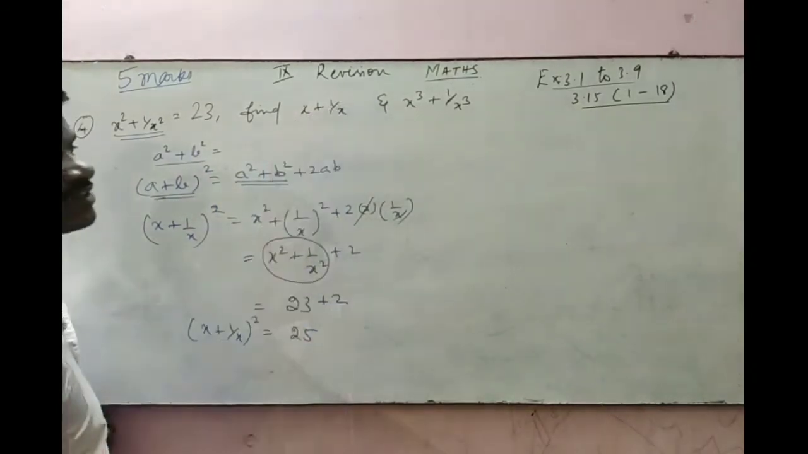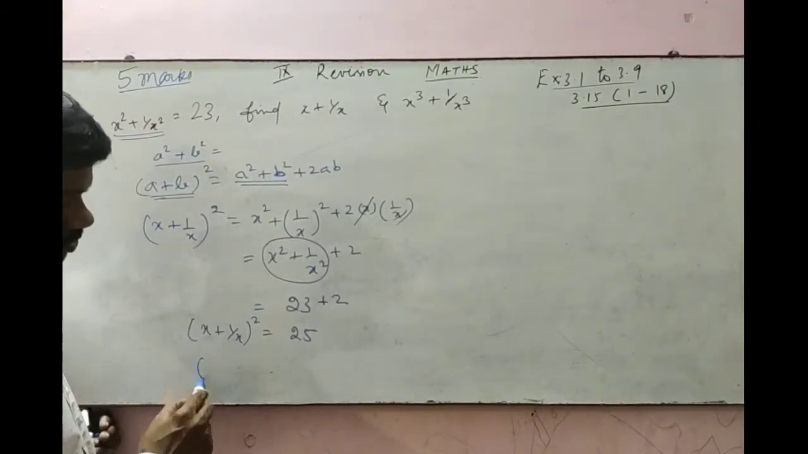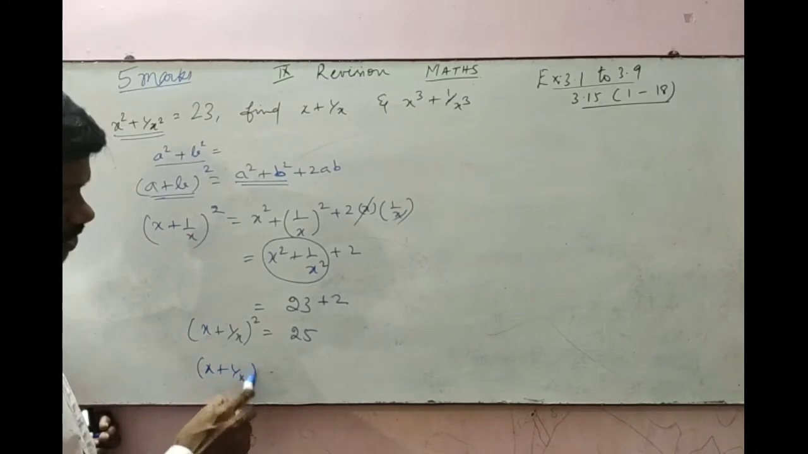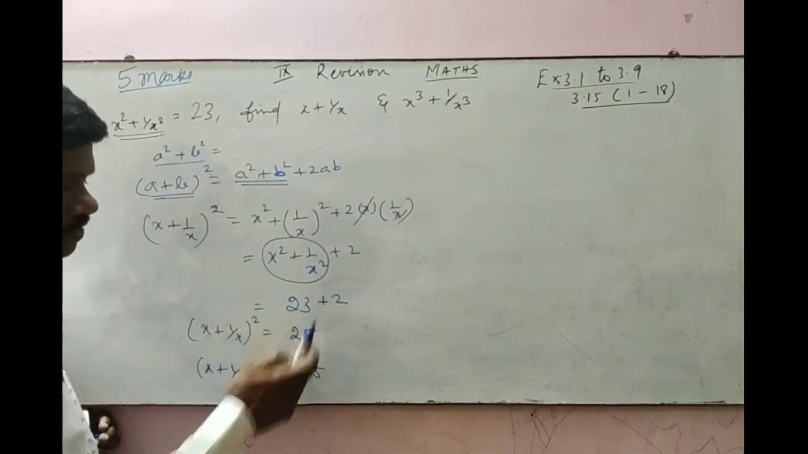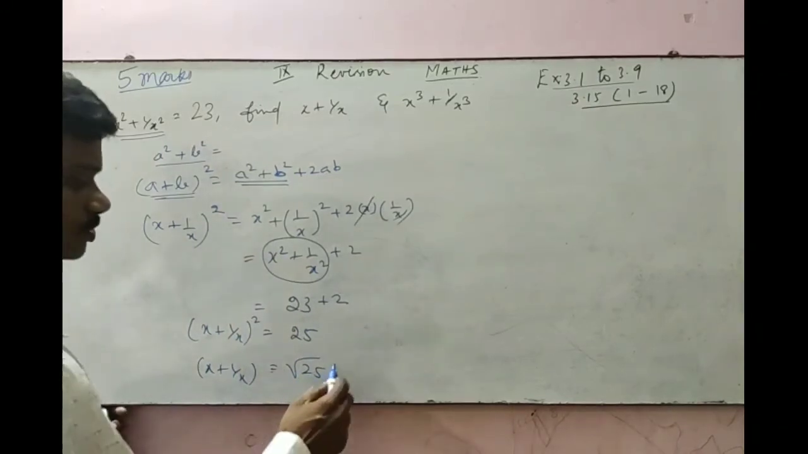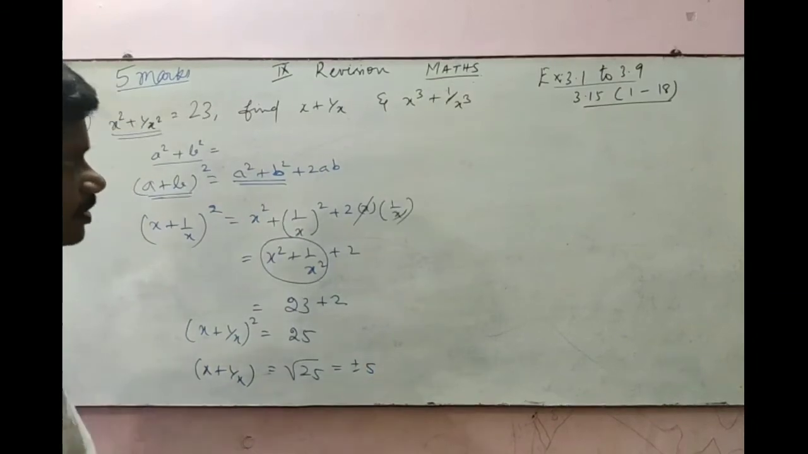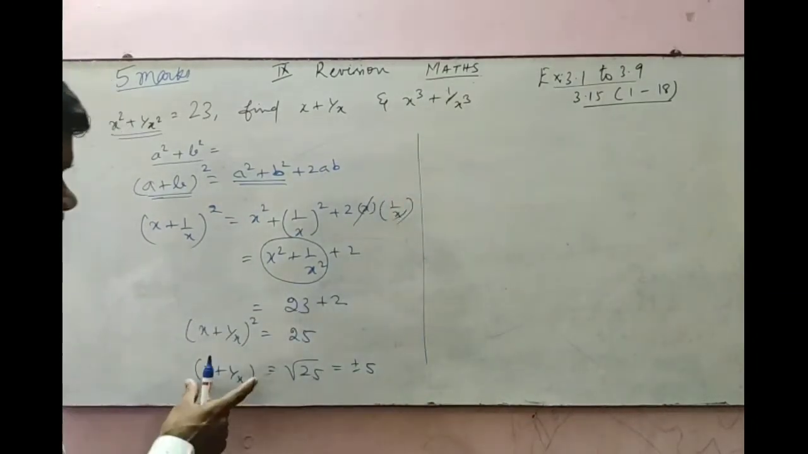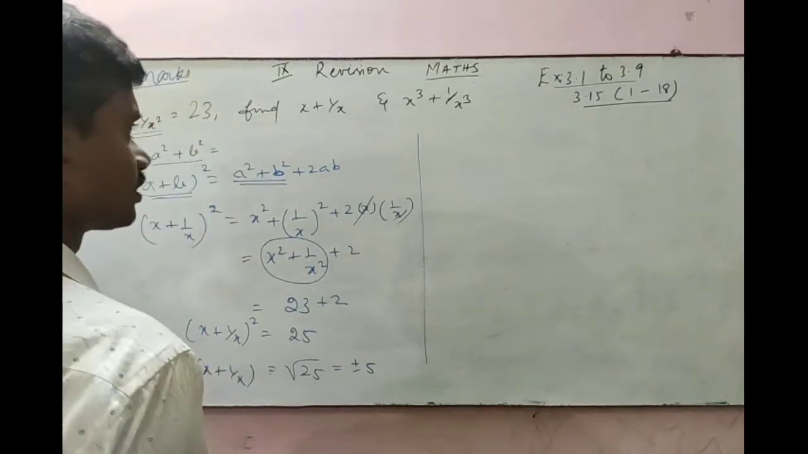But they ask you to find the value of x plus 1 by x. Here we have the square, so you can take the square root. If the square moves to the right side, you will get the square root. The square root of this gives plus or minus 5. So the answer for x plus 1 by x is plus or minus 5.